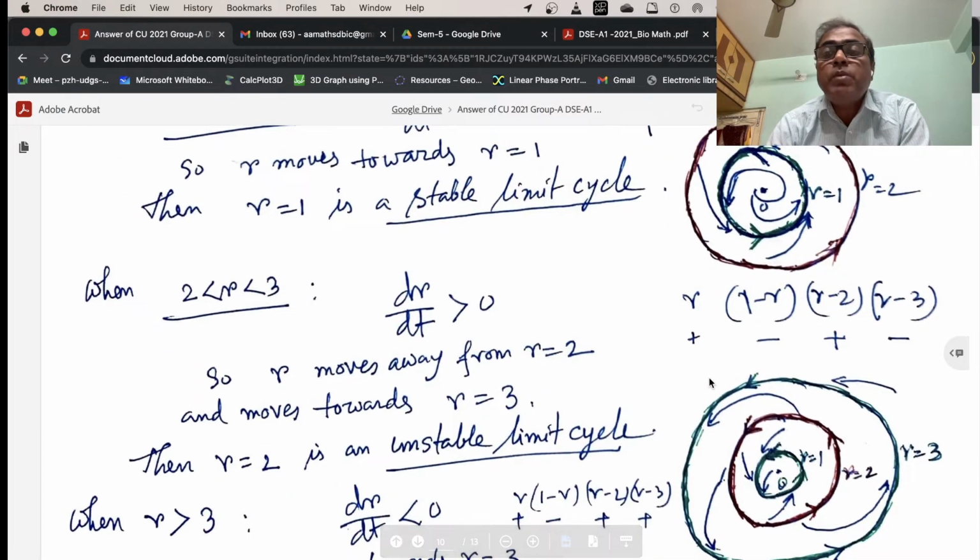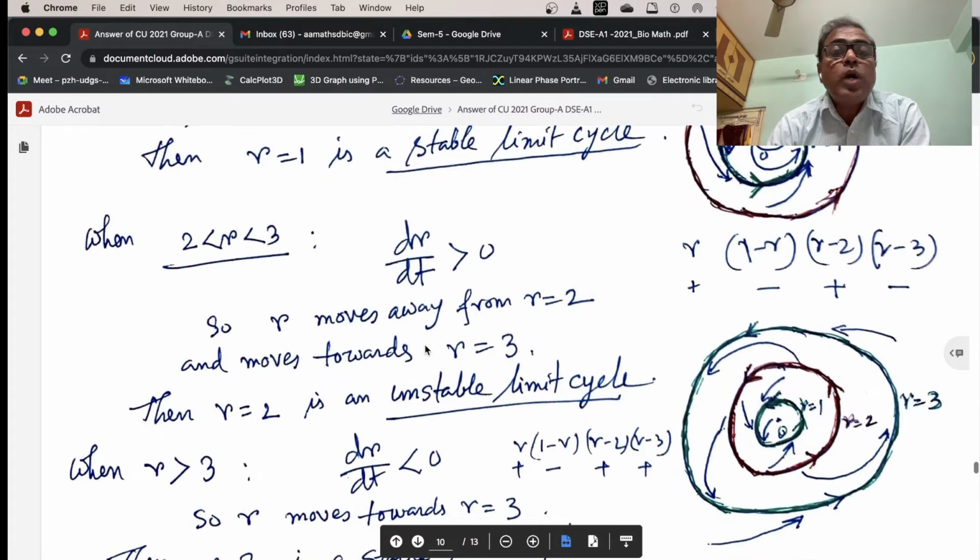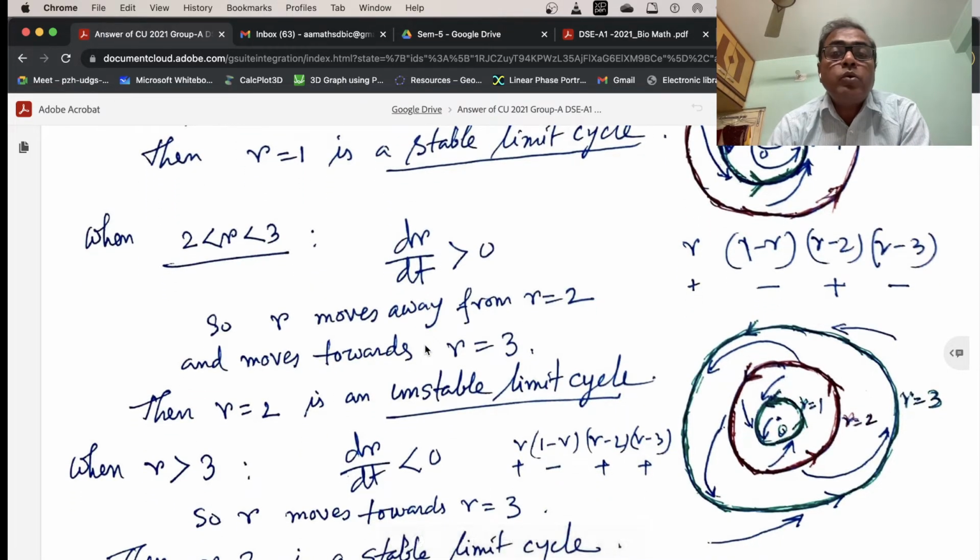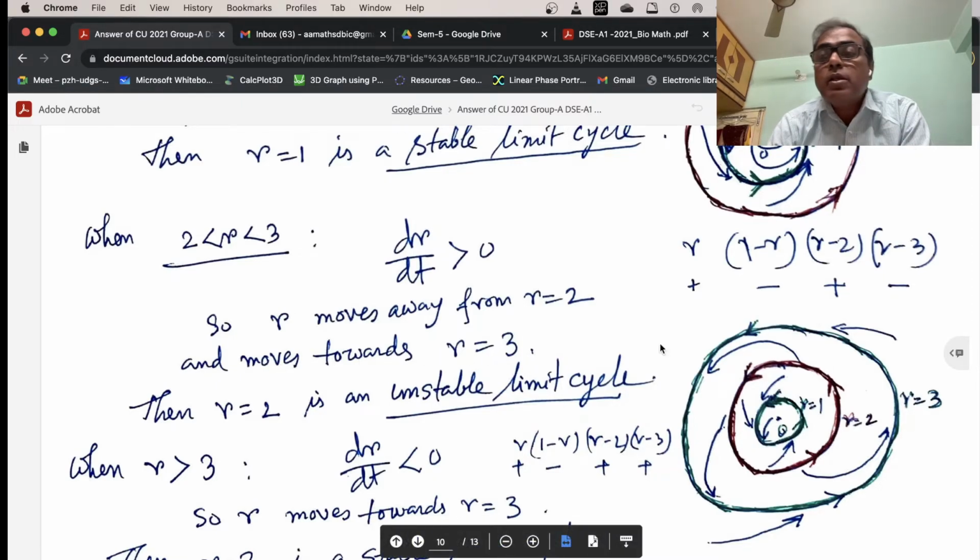And next, when r lies between 2 and 3, dr/dt is positive because r is positive, 1 - r is negative, r - 2 is positive, r - 3 is negative. So dr/dt is positive, so r is increasing with t, so r moves away from the r = 2 cycle and moves towards the r = 3 cycle. This outer circle is r = 3 and the inner circle is r = 2.